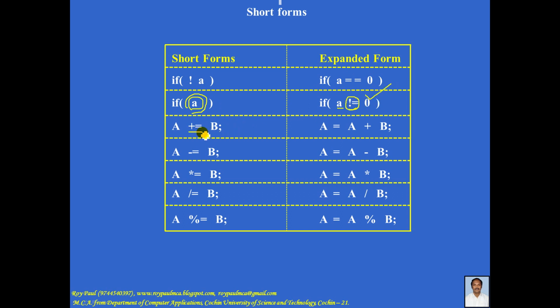Now plus equal to is a short form. It can be expanded like this. Minus equal to is a short form. It can be expanded like this. Similarly, star equal to can be expanded in this way. Division equal to can be expanded in this way. Modulus equal to can be expanded like this. So these are the short forms and these are the corresponding expressions.